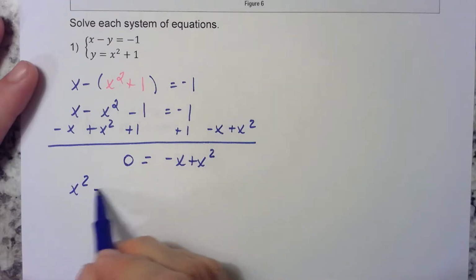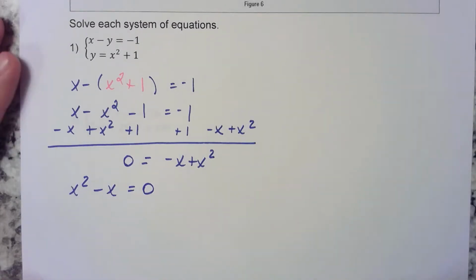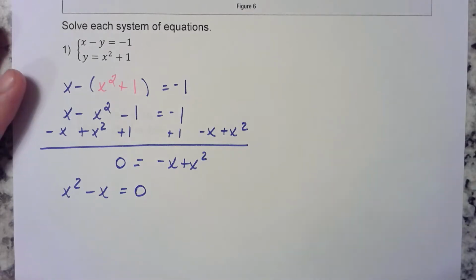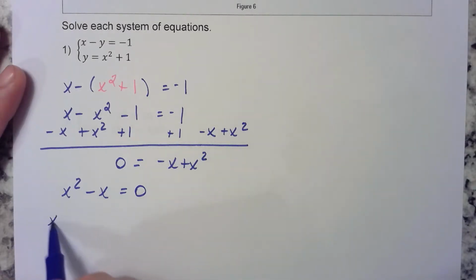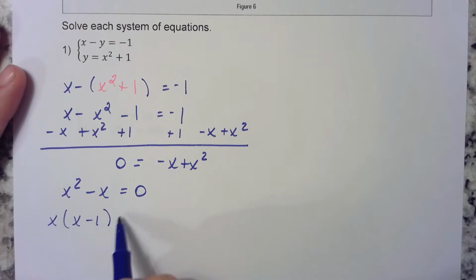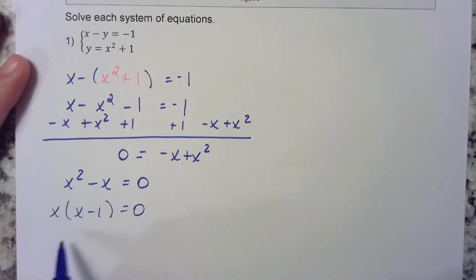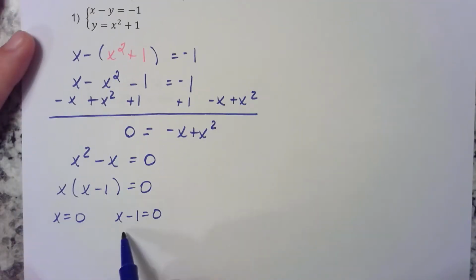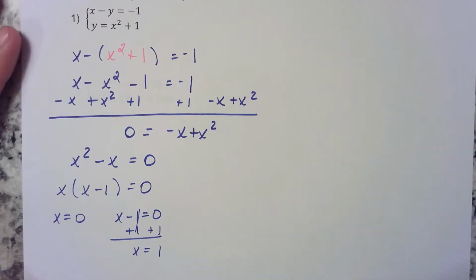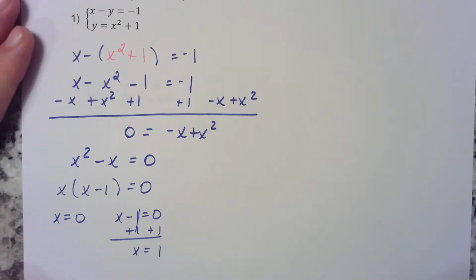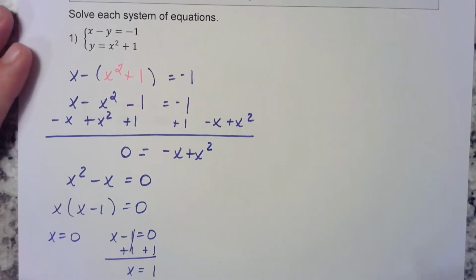To solve a quadratic, you need to factor it as much as you can. So let's factor an x out. That'll leave me with x minus 1. Set each factor equal to 0. This one's already solved. Add 1 to both sides, and we get x is equal to 1. So remember, we're actually looking for points or ordered pairs where these two equations intersect. So let's go back to our original problem. We know that x is either equal to 0 or it's equal to 1.